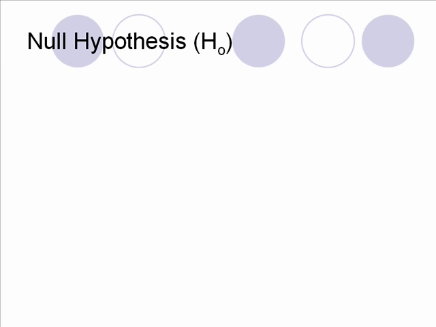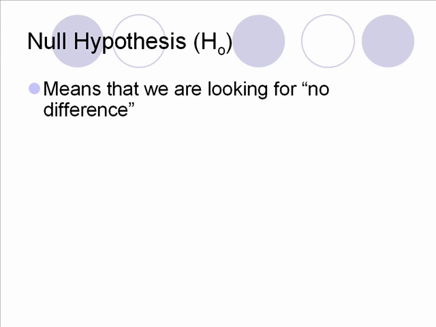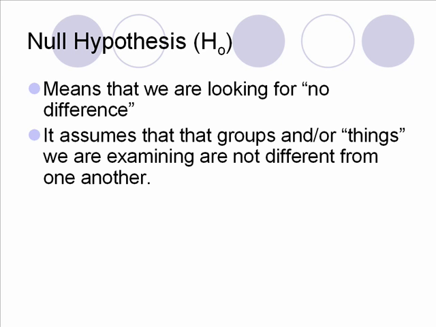Now let me go a little bit more into the null hypothesis. It's very important. It's a critical statistical concept. And what it means is that we're looking for no difference between groups. I'm going to give you an example in just a little bit. So we're looking for no differences between groups.